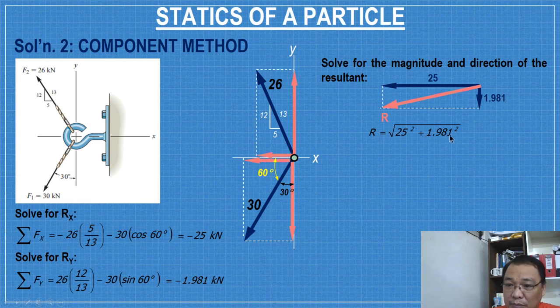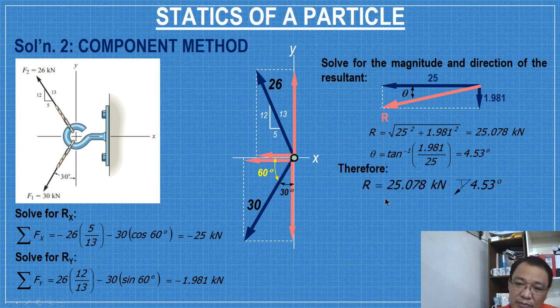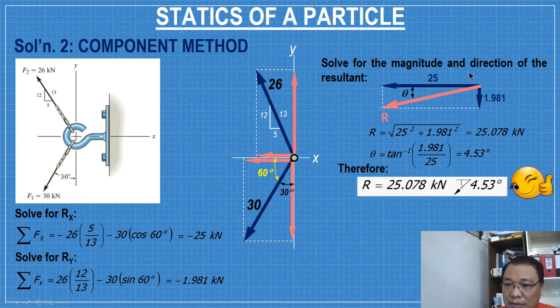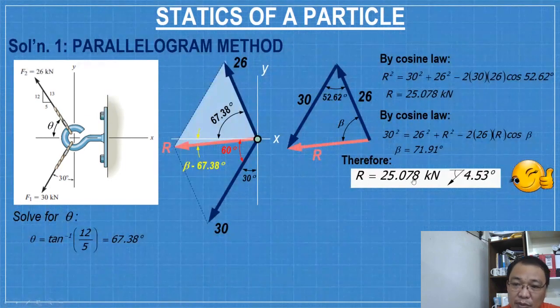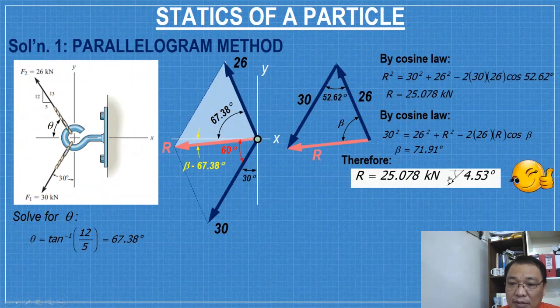The resultant is the square root of 25 squared plus 1.981 squared. And theta, its direction, is arctan of Ry over Rx, which is 4.53. Therefore, the resultant is 25.078 with an angle of 4.53. If you check, it is the same as before: 25.078, with an angle of 4.53.